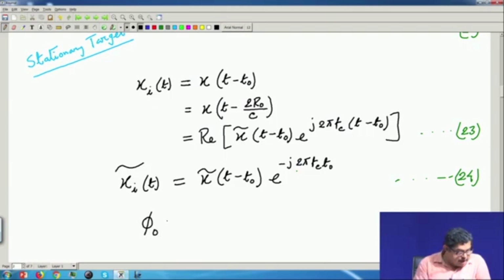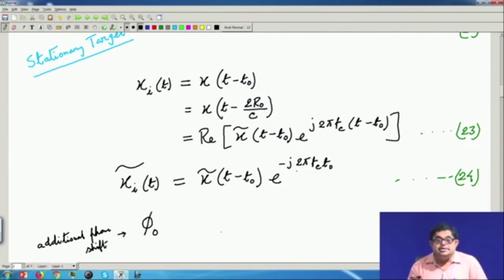So, I should write additional phase shift, because the receiver circuitry only sees the complex envelopes; they analyze on the basis of complex envelopes. So, that phi naught is, from here you can see, because phase is time invariant, minus 2 pi f c T naught. So, we know the value of T naught.